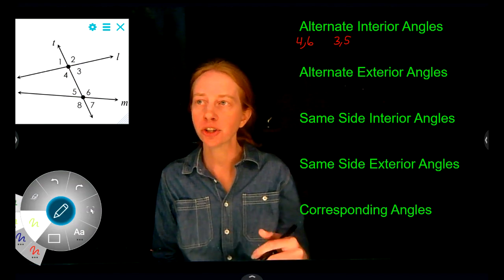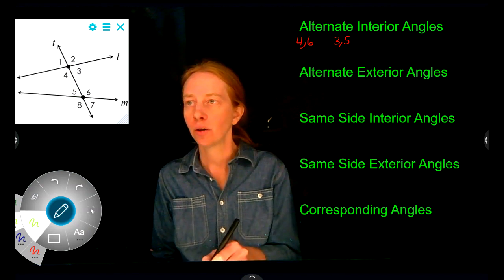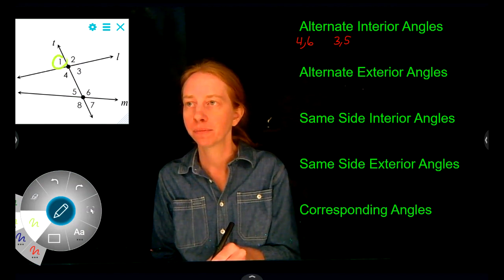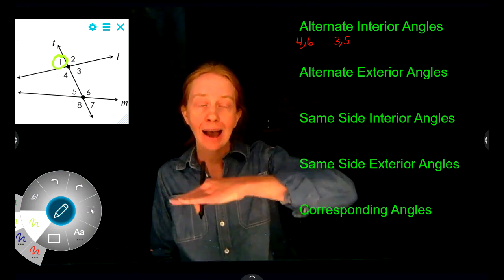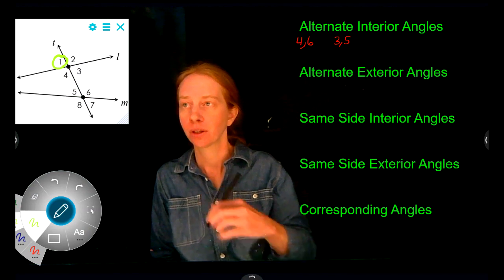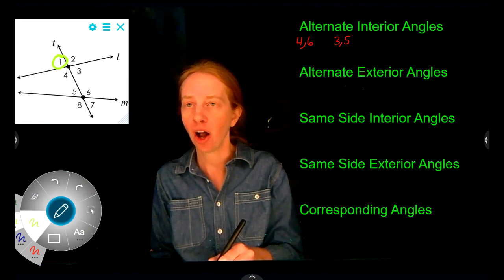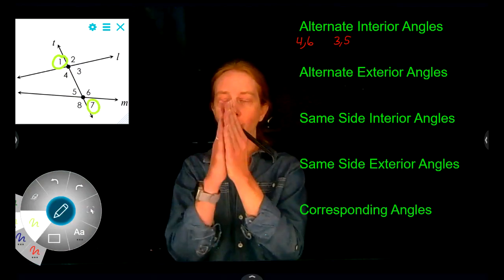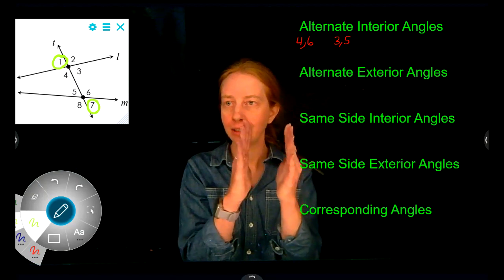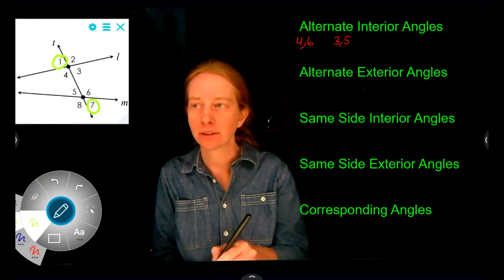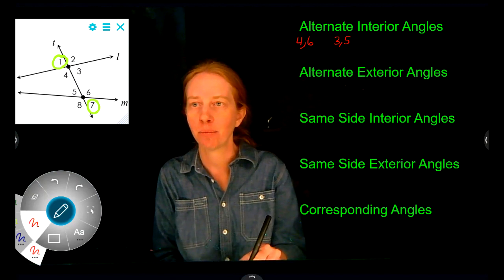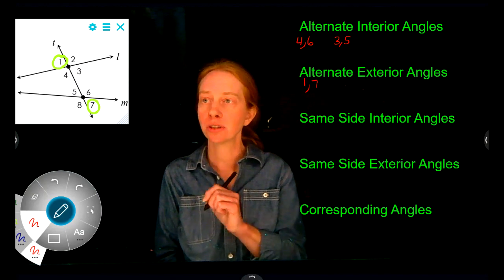Let's talk about alternate exterior. Okay, so here we have angle 1. Okay, that is exterior because it's outside of that sandwich. Okay, and its buddy, its alternate exterior buddy, is angle 7. Okay, it's alternate because they're on different sides, and they're exterior because they're both outside of the sandwich. So I'm going to write that as an example, 1, 7.